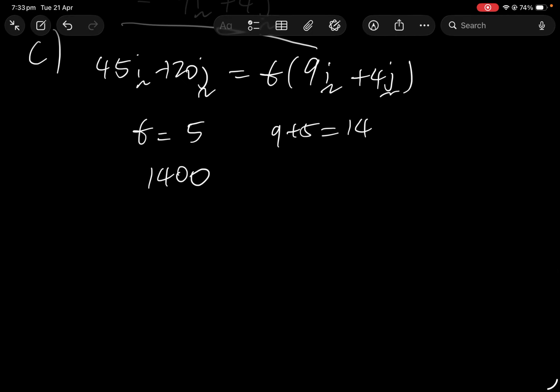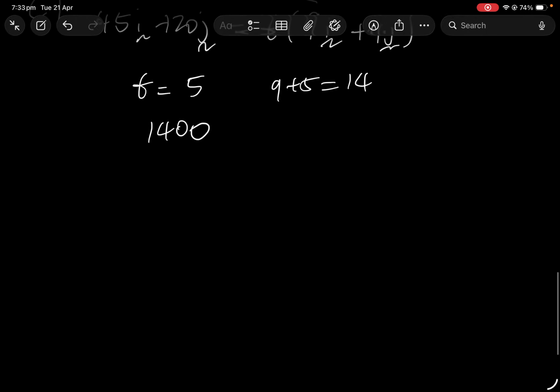We arrive at that time, at 2 p.m. So that's part C.